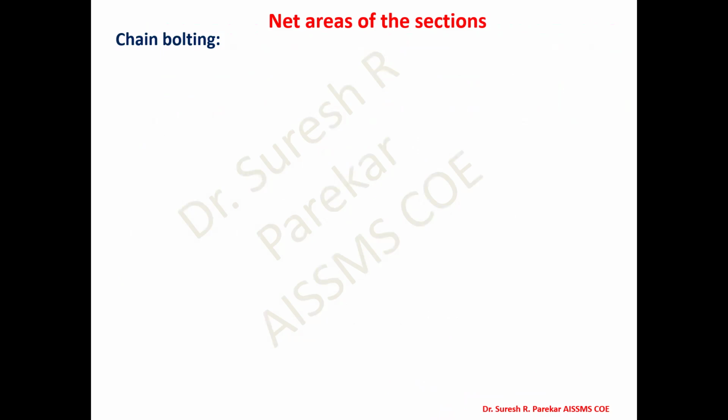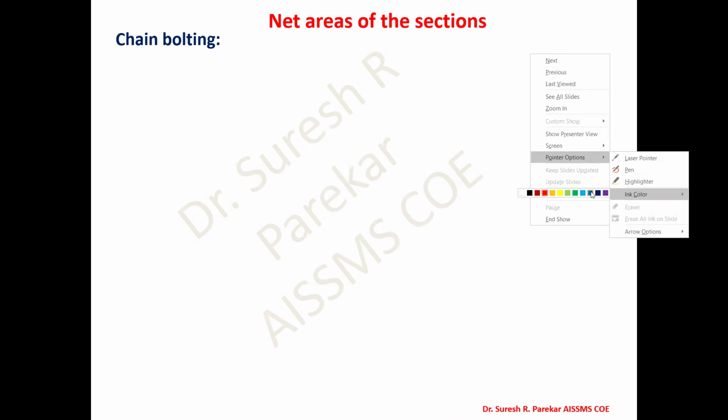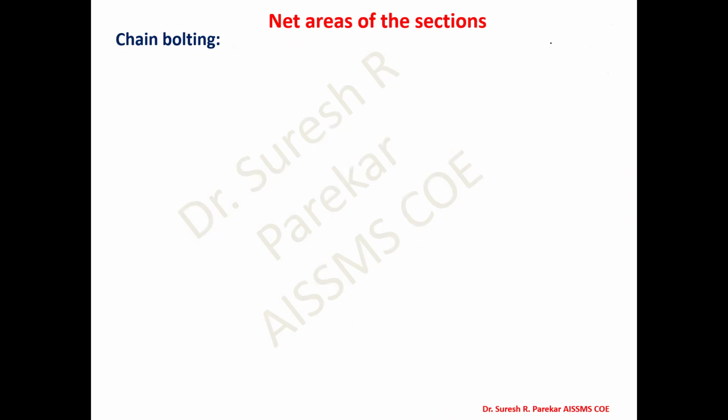So first we have chain bolting. Chain bolting means our bolts are along a line that we are going to say as chain bolting. If it is in zigzag manner, then we will say it as staggered bolting. If I draw over here, if we have bolting in this fashion along a line, then we say it is chain bolting. If it is not in a line, if we are in this fashion, then we say it is staggered, not along the same line.